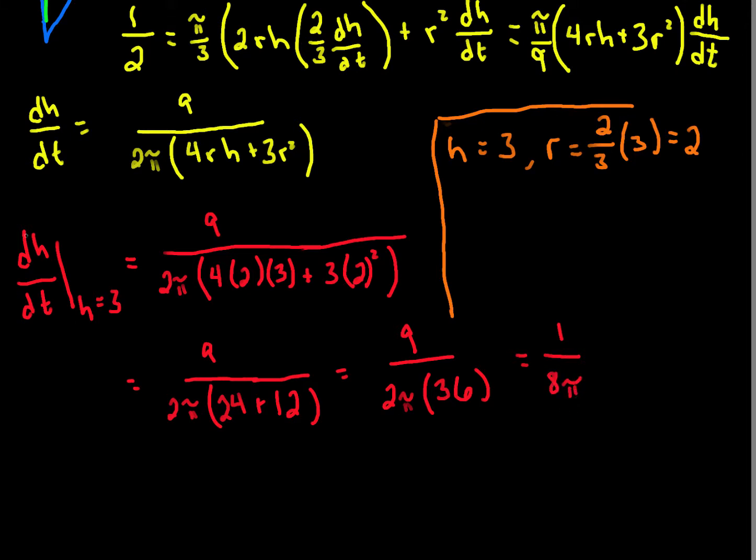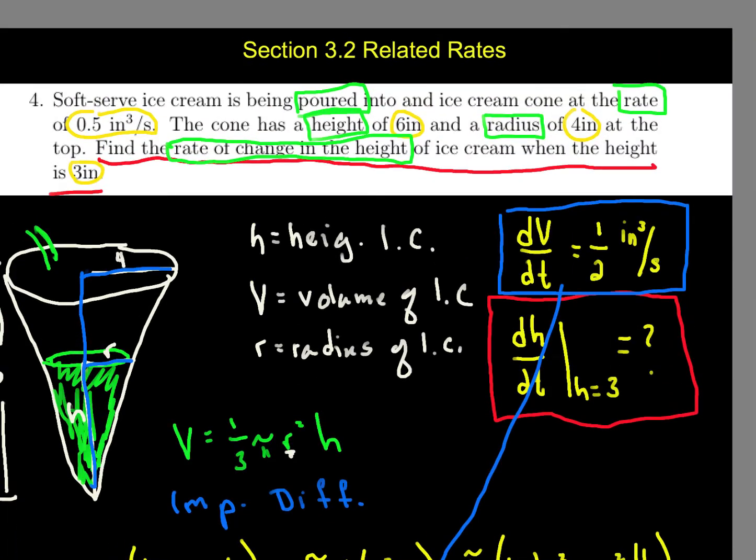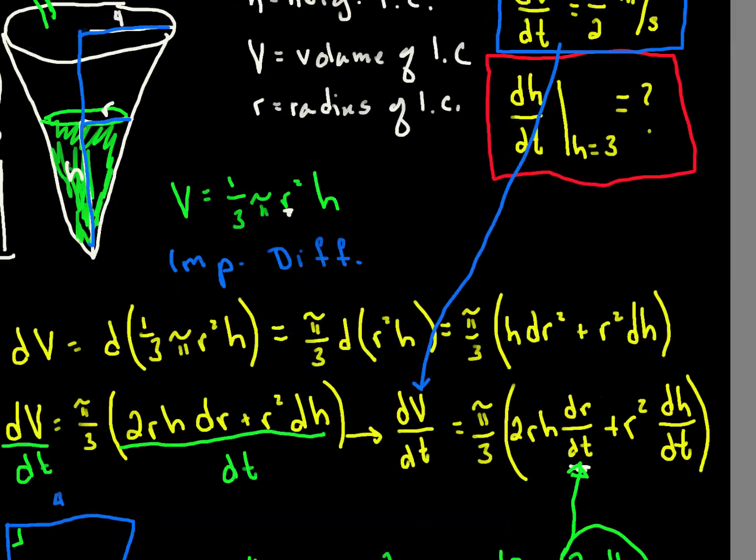And what are my units? Well, h is in inches, so this is inches per second. So writing out my answer, what's the question? The question is, find the rate of change of the height of the ice cream when the height is 3 inches.